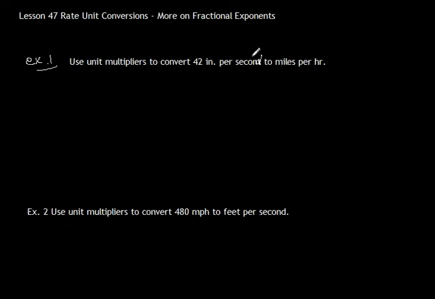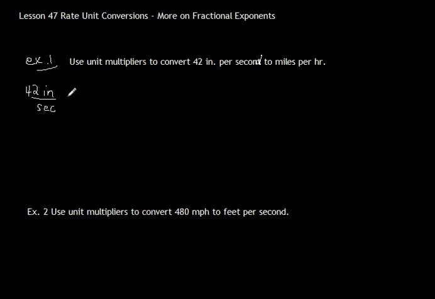Second. This time we're doing something a little bit different. We're doing 2 different unit conversions in one problem. So we're doing inches per second, miles per hour. So we're changing inches into miles, and we're going to change seconds into hours, all in one problem. So here we go. 42 inches per second. I'm just going to write that down. 42 inches over seconds.